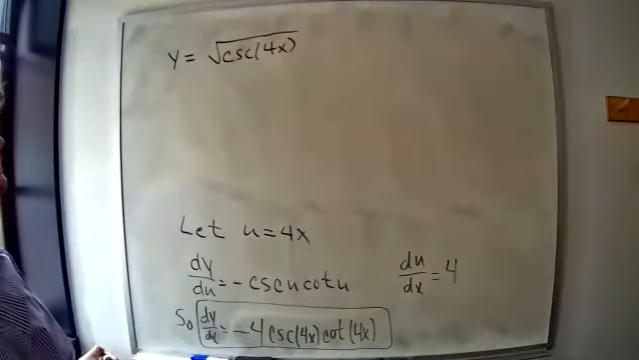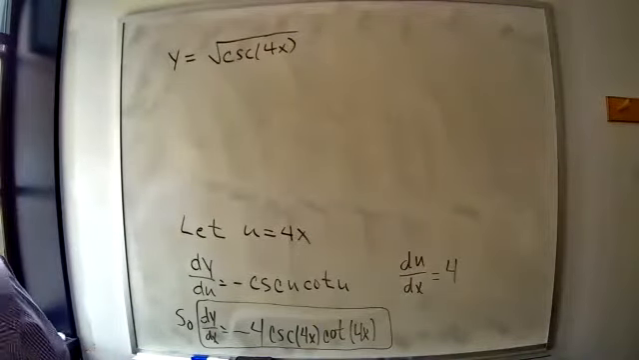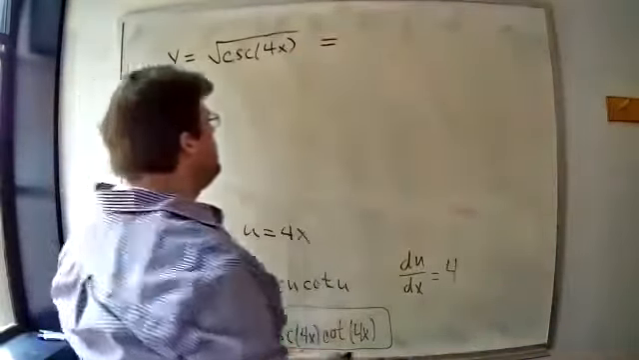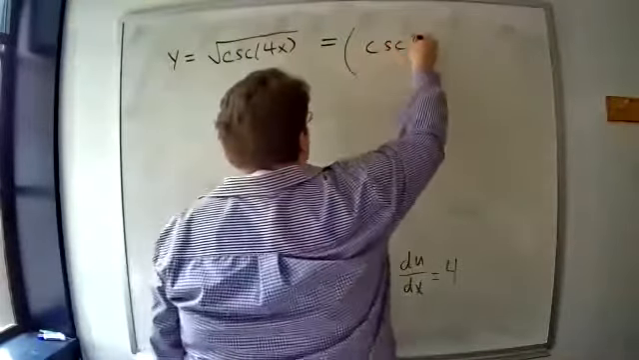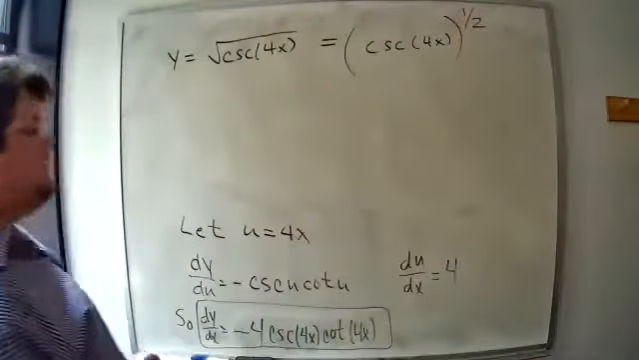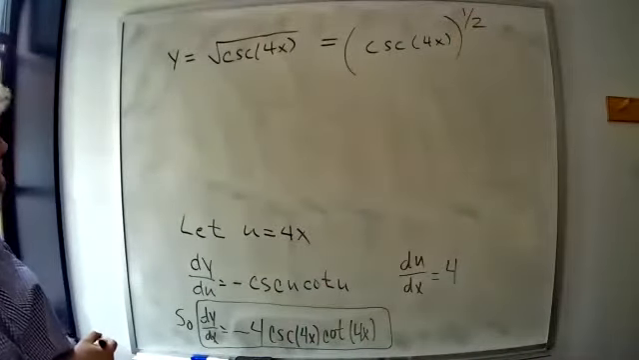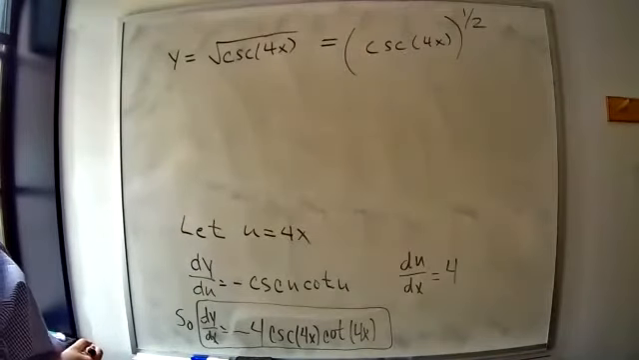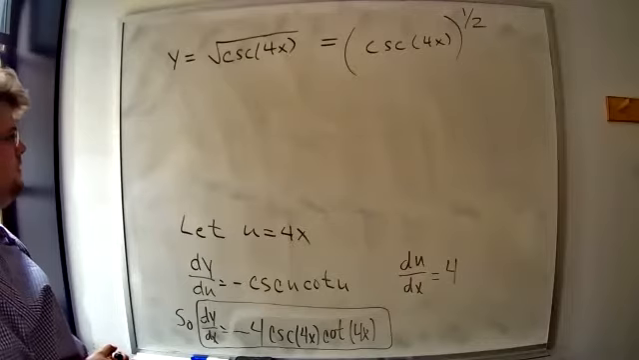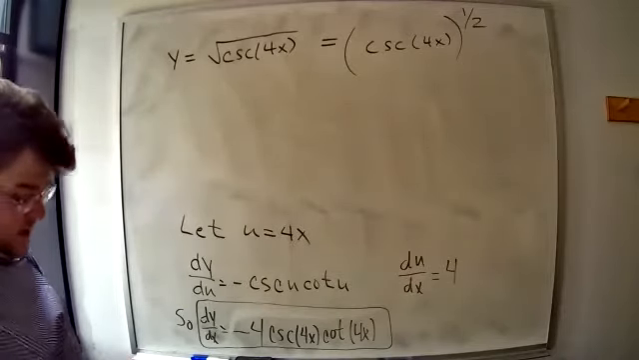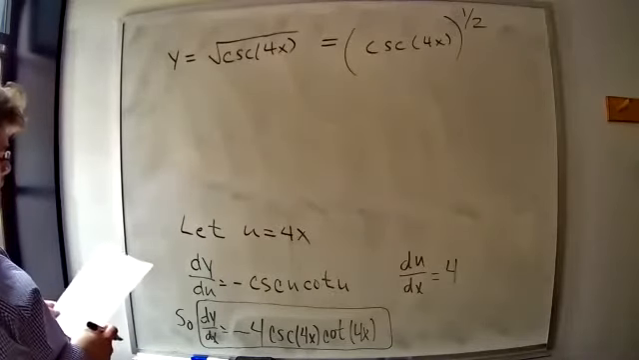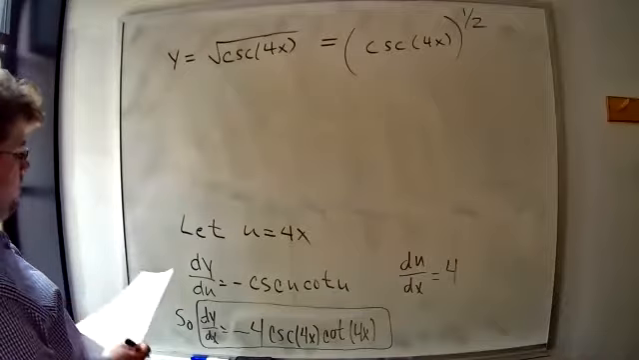Y equals the square root of cosecant of 4x. Well, the square root, remember, can be rewritten with an exponent, and then we can apply power rule. So here we have cosecant 4x to the 1/2. Well, how do we take the derivative of something to the 1/2? It's just like in problem A. This question F is really just like combining problems A and E.